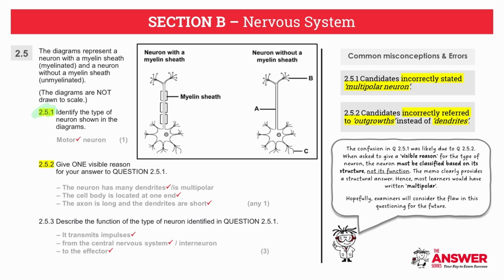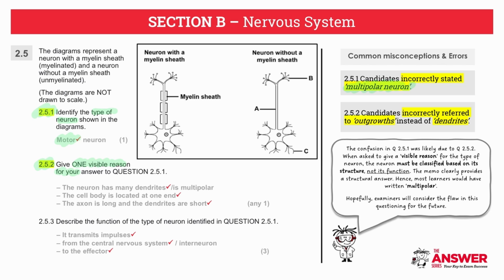So questions 2.5.1 and 2.5.2 created a bit of a problem, and I think the problem occurred within the memorandum itself. Learners were first asked to identify the type of neuron that is shown, and the only correct answer was motor neuron. The diagnostic report specifically says that many candidates incorrectly stated multipolar neuron, which in actual fact should also have been accepted. Because if you look at question 2.5.2, it asks for a visible reason for the answer.